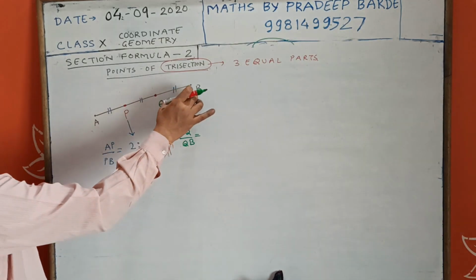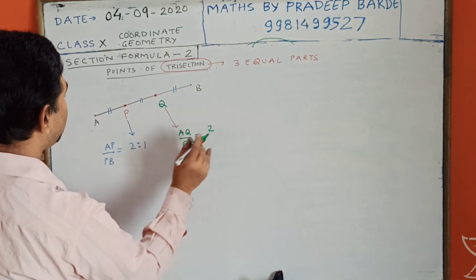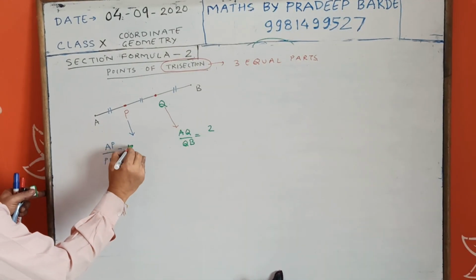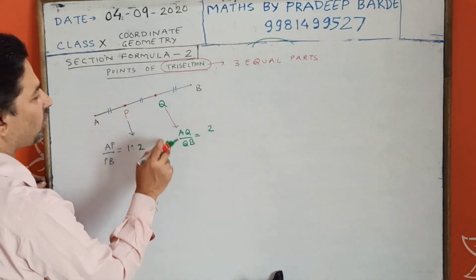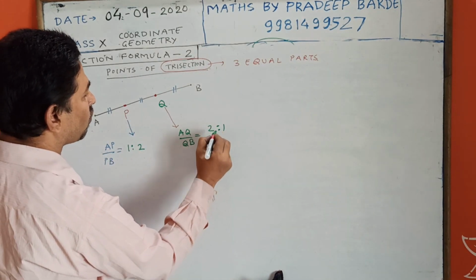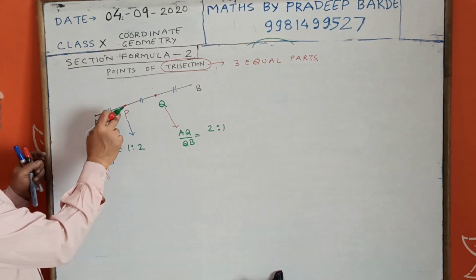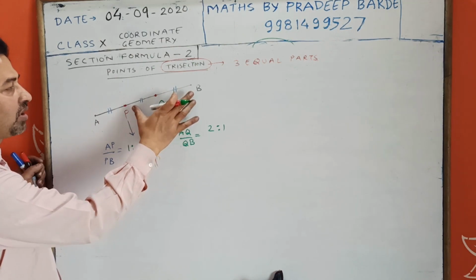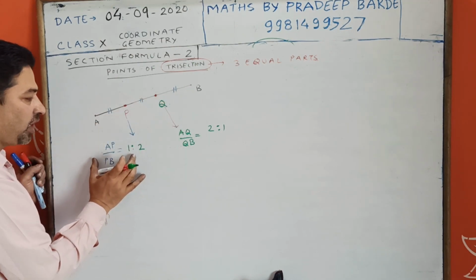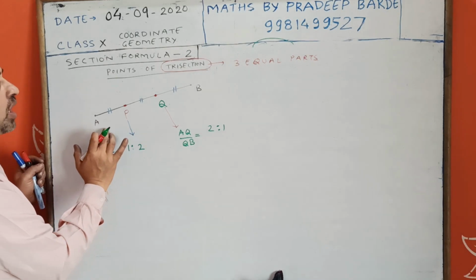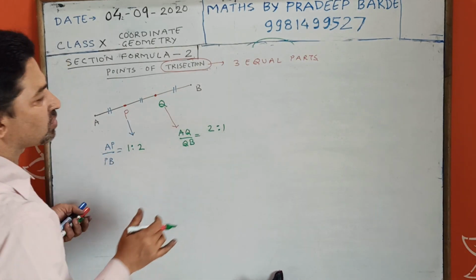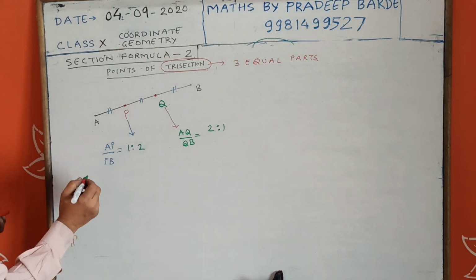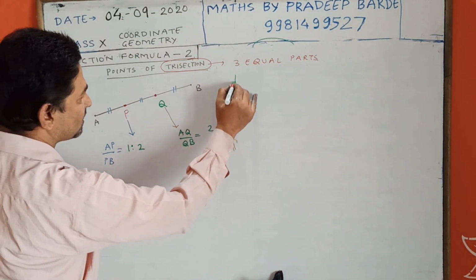अब इधर दो पार्ट है, इधर एक पार्ट है. So the ratio will be taken as, for P the ratio will be taken as 1:2, and for Q the ratio will be taken as 2:1. We have AP is to PB, this is one part and this is two parts. So the AP is to PB will be 1:2, and AQ is to QB, the ratio is 2:1. Right? For example, if the coordinates of point A and B, let's take an example here.